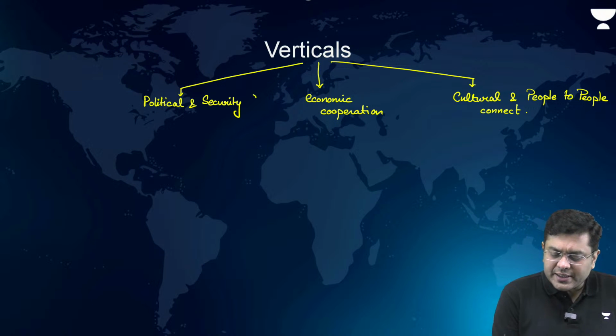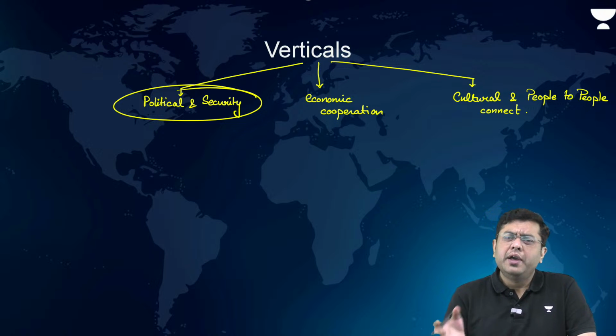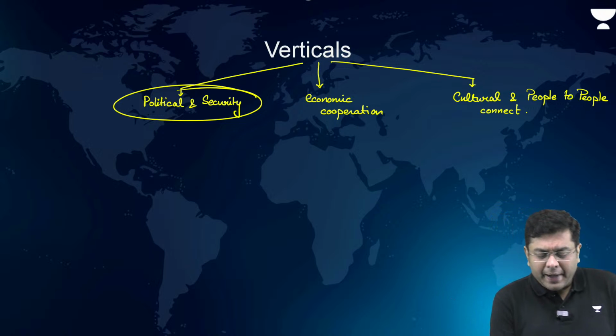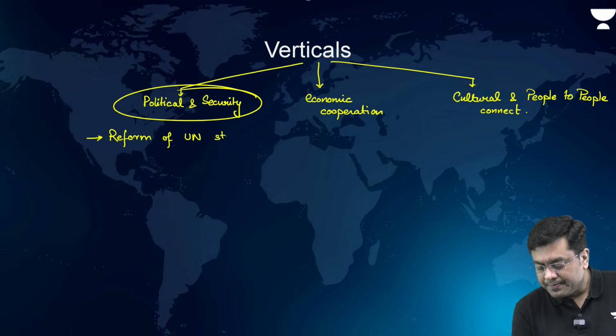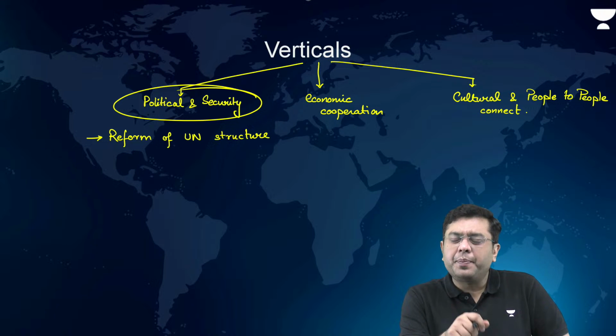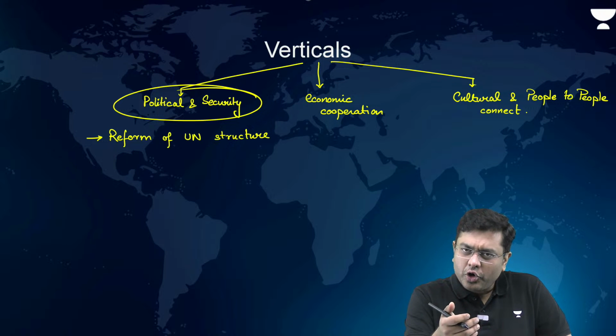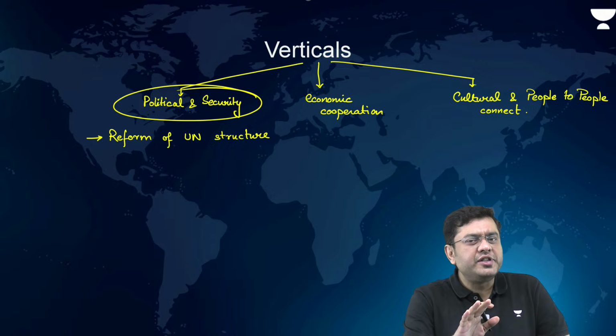So when we talk about the political and security parameters, the prime agenda which was talked about, even though momentarily so, was the need for reform of the UN, including the Security Council structure, right? The countries agreed that there should be representation by India in the Security Council, and also representation from Latin America and Africa. So that is where the reform agenda was put up.